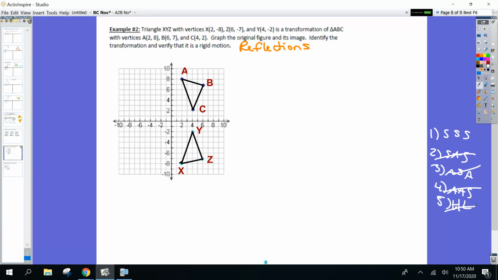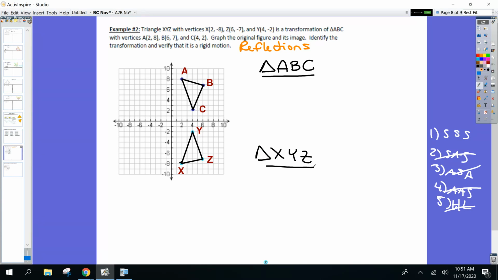Show all 3 pairs of sides are equal by using what? How can I find the lengths of all 3 sides so I can compare them? Distance formula. I'm not going to make this painful on you and find all 6. You guys in class, which triangle do you want? ABC. All right, you guys in class, you're going to find the lengths of all 3 sides of triangle ABC. You guys at home, you're going to find all 3 lengths of triangle XYZ.